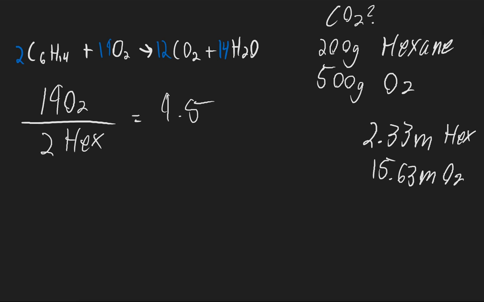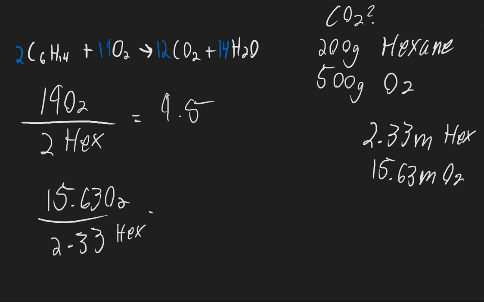So let's make a ratio using the moles we were given. 15.63 moles of O2 over 2.33 moles of hexane gives us about 6.7 moles of oxygen per mole of hexane, and that is actually less than the ratio given by our equation. So with that, we know that oxygen in this case is actually our limiting reagent.